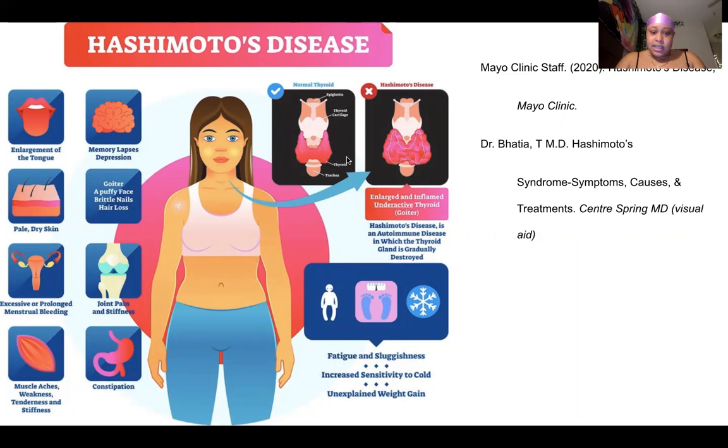This is an example of how a normal thyroid should look, and this is how it looks when it's enlarged and inflamed because of Hashimoto's or any other ailment of the thyroid. A lot of the symptoms, as I said before, are memory lapse, depression, enlargement of the tongue. You're always tired, you're cold, there's joint pain and stiffness, constipation, muscle aches, irritability, weakness, tenderness, pale or excessively dry skin. In women, they usually start to ask questions if you have prolonged or excessive menstrual bleeding.